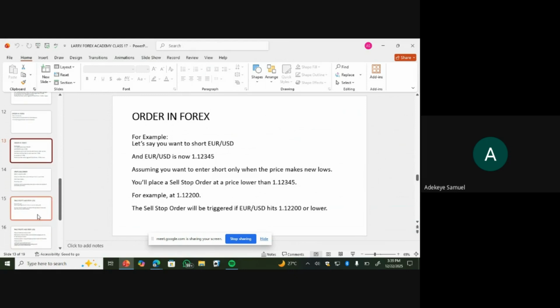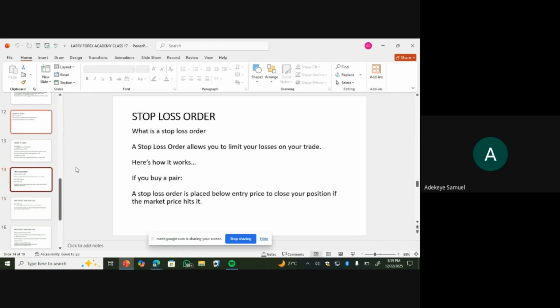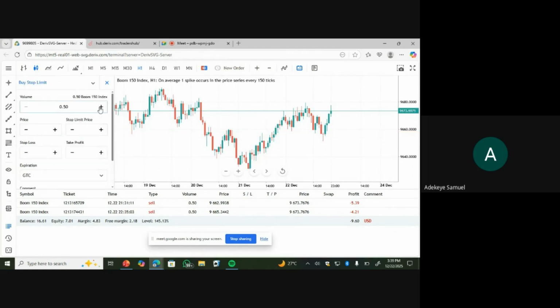So the next one we'll be talking about is take profit, but this will be in our next video, and I don't want to make this video long. I only talked about four, right? What remains are buy stop limit and sell stop limit. Let me just explain it here. So this is buy stop limit.